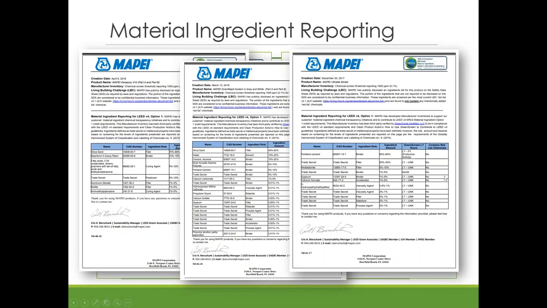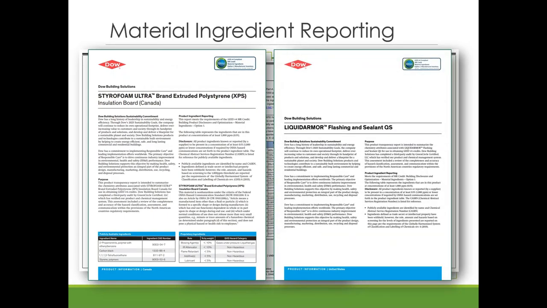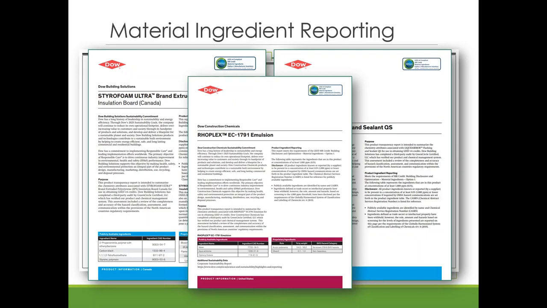And these two products are final products that are utilized directly in a building, whereas Dow also has disclosed some ingredients that end up going into building products. So you can see here this Rhoplex EC1791 emulsion is actually a chemical ingredient that would be utilized within building products. And as you can see on these, they disclose the name, CAS number, and any hazards that were drawn. If there are proprietary ingredients, the role, the percent by weight, and the GHS hazard category, if any hazards were drawn, is clearly listed there.